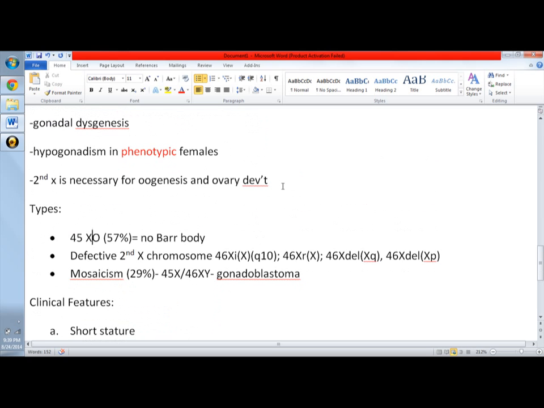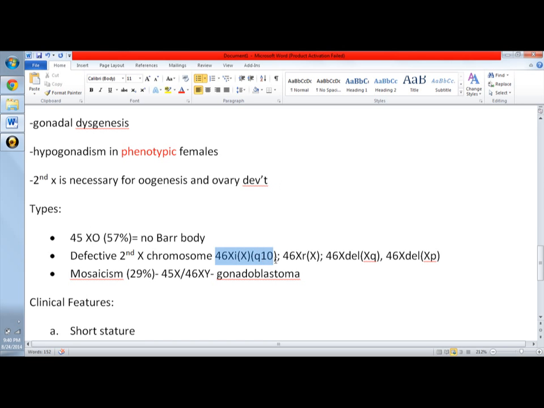For types, we have the 45,XO karyotype, which is 57% of the types. There's high postnatal mortality, which is the classical Turner syndrome, and usually they live until adulthood. It's a consequence of meiotic non-disjunction, just like in the case of Klinefelter, both are meiotic non-disjunction types of disorders.